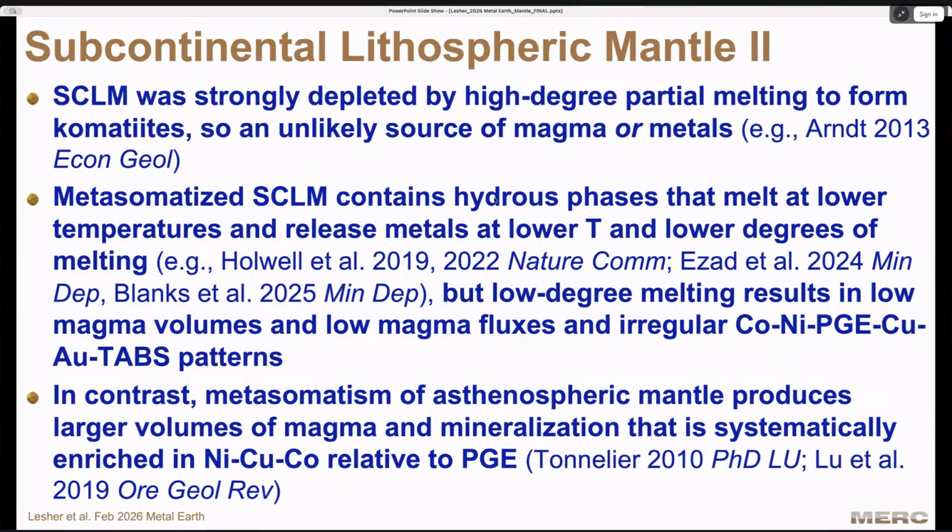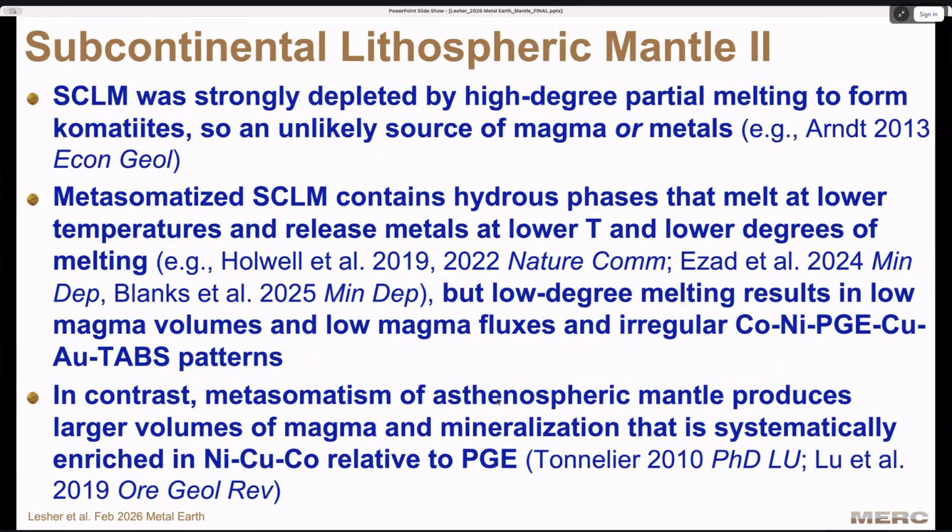If you metasomatize it, it contains hydrous phases that melt at lower temperatures. So phlogopite and amphibole, as it turns out, can accommodate significant amounts of nickel. Nothing else though, and that's critical. It's only nickel. And so what'll happen is, of course, you get low degree melting of that stuff is all you're going to get out of it. You just melt the hydrous stuff and you still leave behind the olivine. And so you get quite irregular patterns, as we'll see.